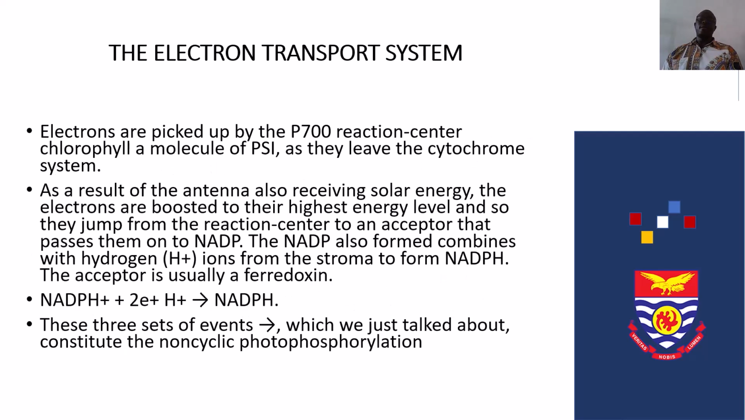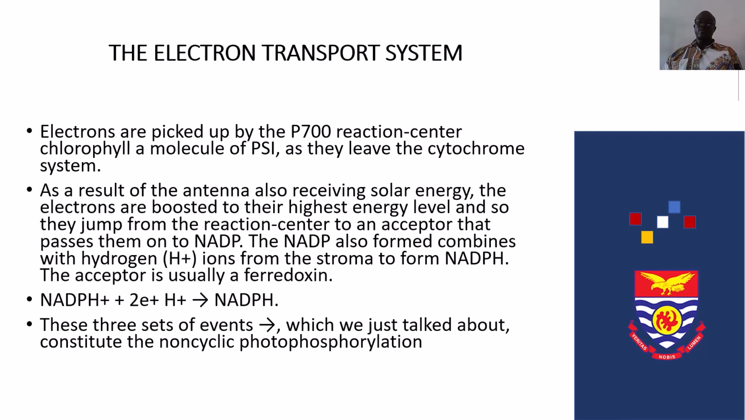3, electrons are picked up by the pigment 700 reaction center chlorophyll A molecule of PS1, photosystem 1, as they leave the cytochrome b6f complex system. As a result of the antenna also receiving solar energy, the electrons are boosted to their highest energy level, and so they jump from the reaction center to an acceptor that passes them on to NADP. The NADP also combines with hydrogen ions from the stroma to form NADPH. The acceptor is usually a ferredoxin. NADP plus 2 electrons plus hydrogen gives us NADPH.